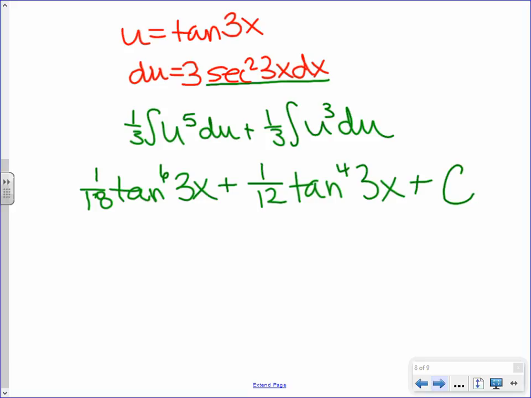What did we start off with? Secant to the 4th, right? Secant to the 4th 3x times tangent to the 3rd 3x.